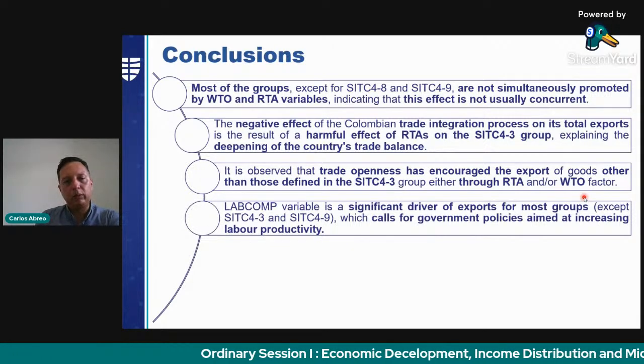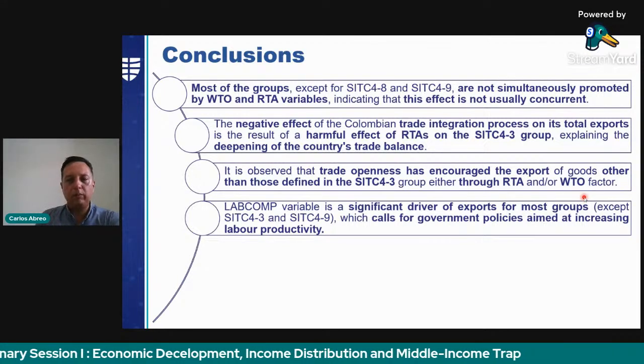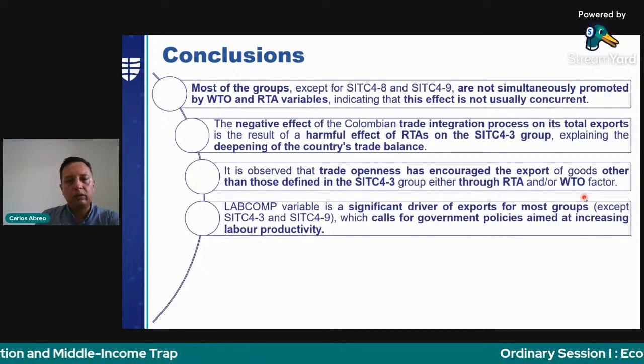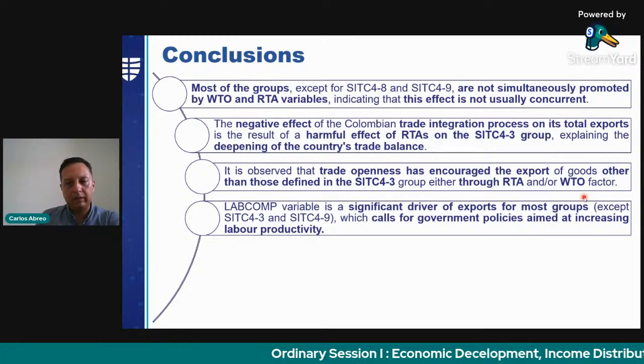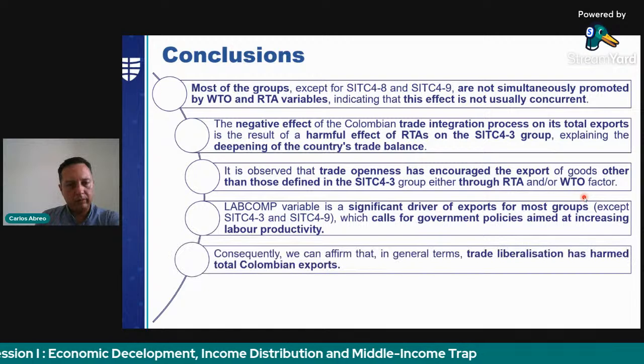Also, the productivity proxy is a significant driver of exports for most of the groups, except Group 3 and 9, and then it calls the attention of Colombian policymakers to increasing labor productivity because it is a significant driver of most of the Colombian exports.